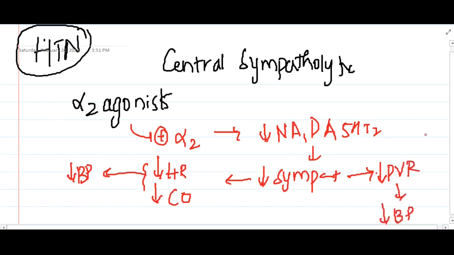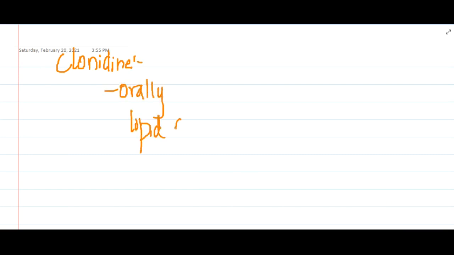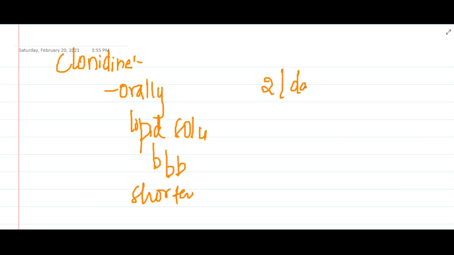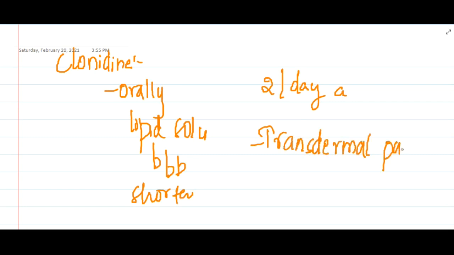The first drug which we are going to see here is Clonidine. This Clonidine is given orally, and this is a highly lipid soluble drug which crosses the blood brain barrier, and it has shorter duration of action, which is given twice per day administration, or it can also be given as a transdermal patch. We also have a transdermal patch of Clonidine which is available, and it can be given for 1 week. This Clonidine is a drug which is used in hypertension.